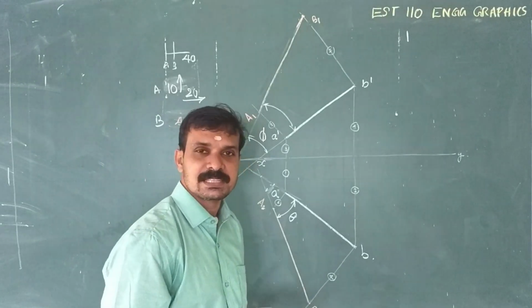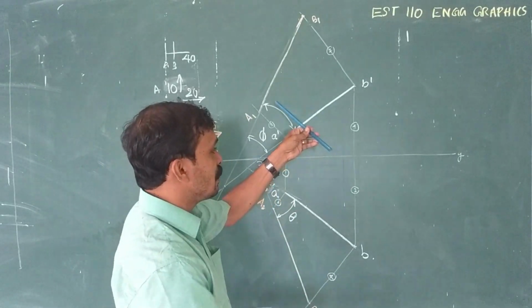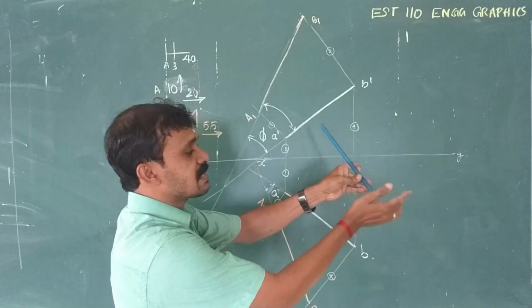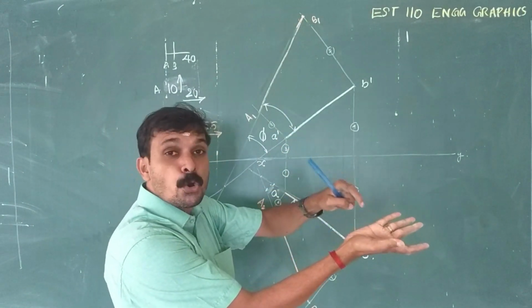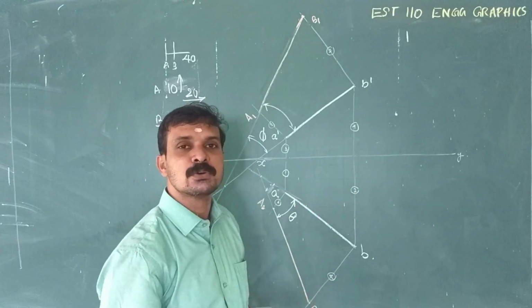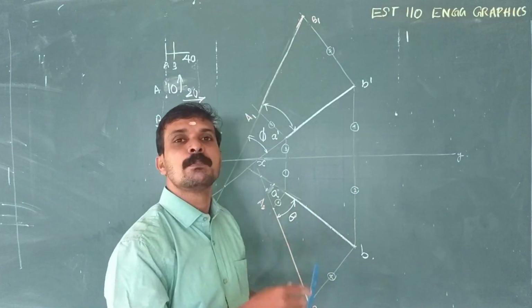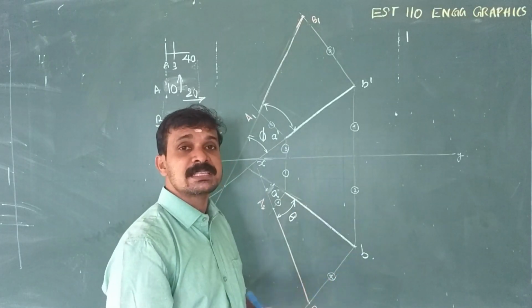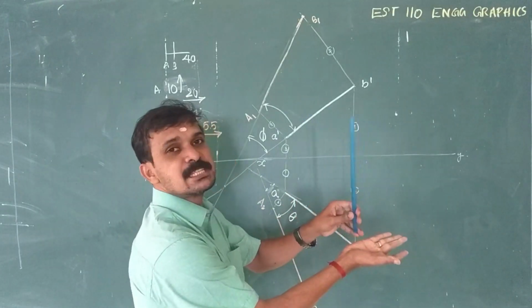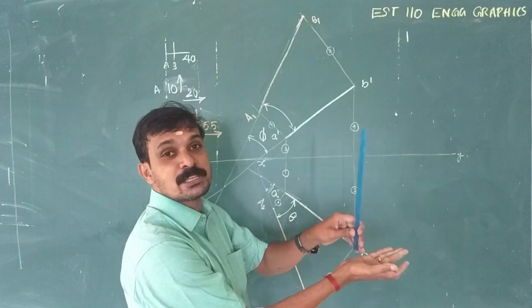So what actually is a trace? See, this is a line. On extending that line, it touches the horizontal plane at a point, and that point is known as the horizontal trace. So what actually is the horizontal trace? Horizontal trace is a point. Where is that point situated? Horizontal trace is a point on HP.